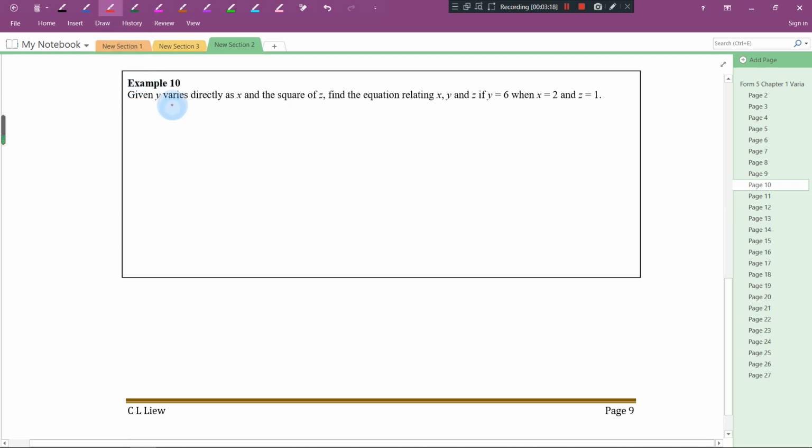Okay, let's try this example number 10. Given y varies, let me write again the symbol. Y varies directly as x and the square of z will be like this. So if I want you to write in equation form, normally when we want to calculate, right, the first thing we do is change this to equation form. Okay, so we want to find the equation relating x, y, and z. Now we have 3 variables over here. So what we need to do is find the value of k first.